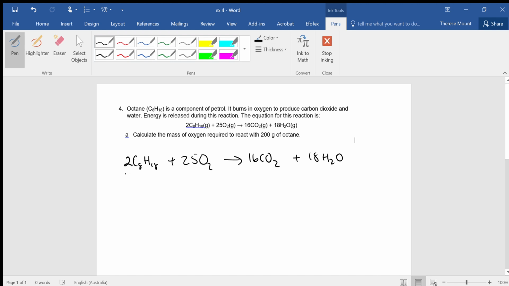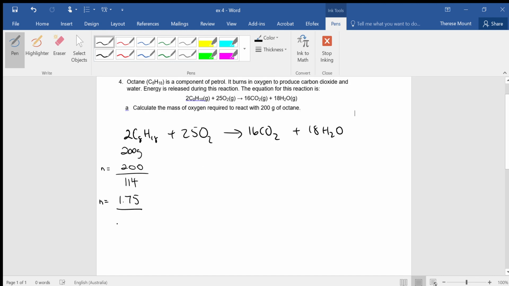Okay, so we've got 200 grams of octane, so we're dealing with molar ratios. Of course we need to convert the grams to moles. So 200 divided by the molar mass of octane, 8 times 12 plus 18, is 114. That gives 1.75 moles of octane. Now I want to know how many moles of oxygen I have so that I can work out the mass of oxygen.